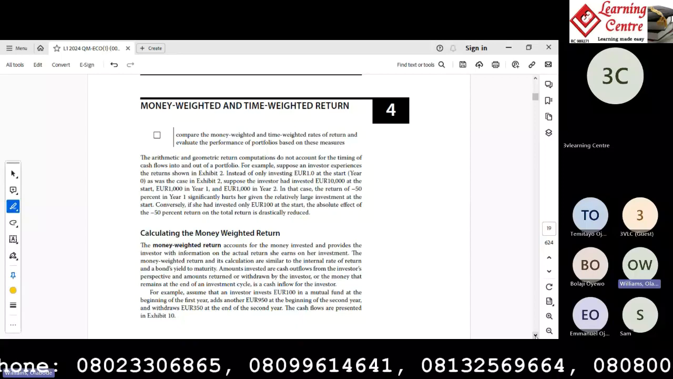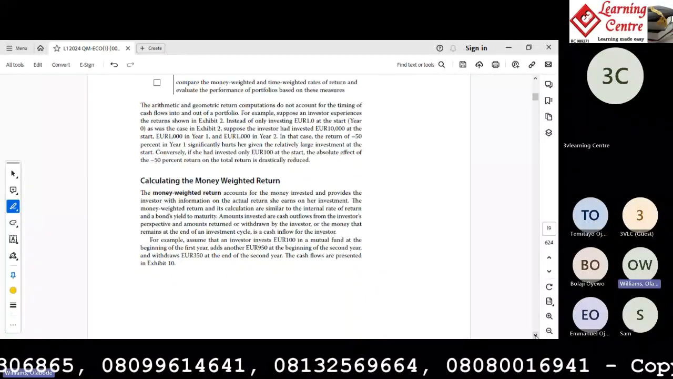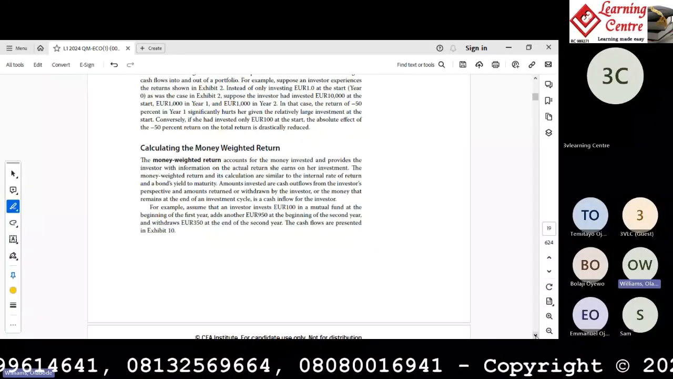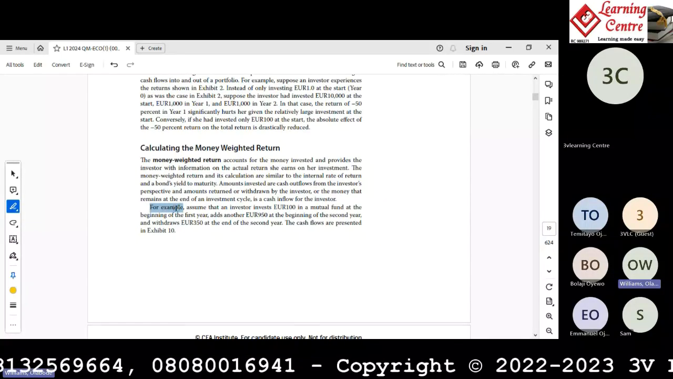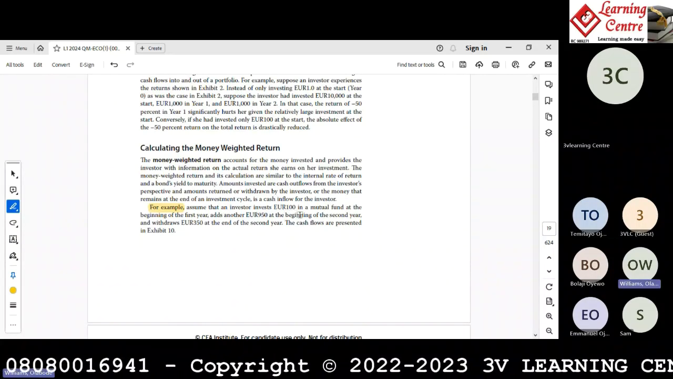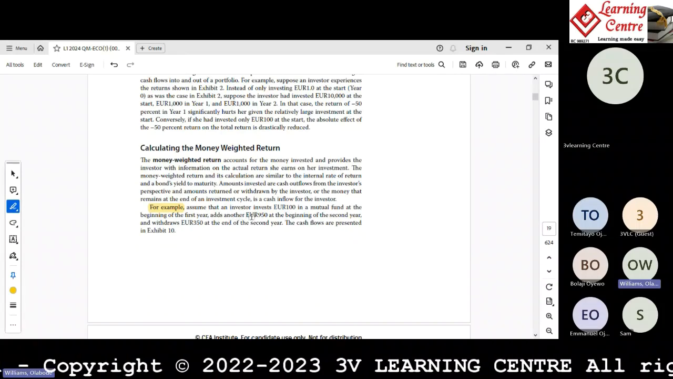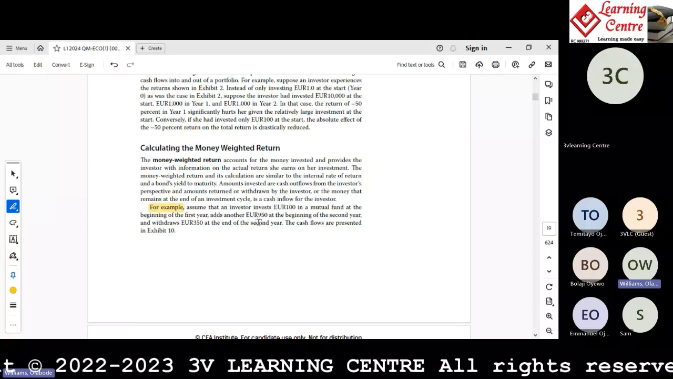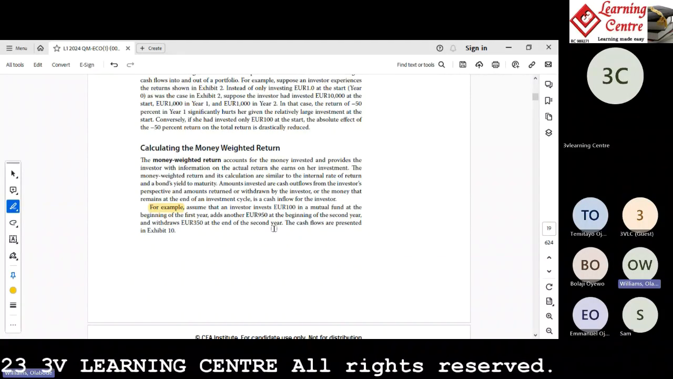Okay, and this is better explained from an example point of view. So let's just follow. Take this as an example from your curriculum. Assume that an investor invests 100 euro in a mutual fund at the beginning of the first year, adds another 950 at the beginning of the second year, and withdraws 350 at the end of the second year. The cash flows are presented in Exhibit 10.